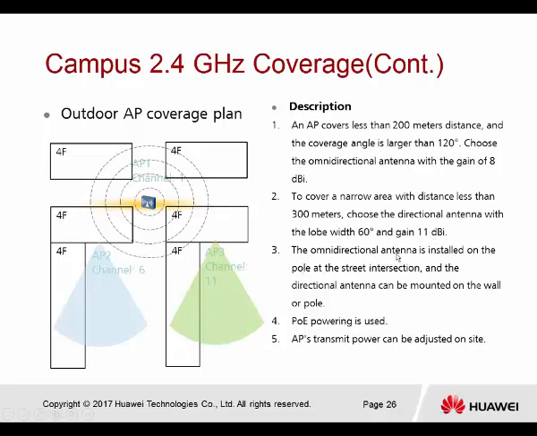The omnidirectional antenna is installed on the pole at the street. Okay, they might hang it on the pole somewhere at the middle here, and the directional antenna can be mounted on the wall. Okay, this one can mount on the wall, no problem. So PoE powering is used. Okay, AP transmit power can be adjusted on site. So after everything is deployed, we can adjust the transmit power from our controller.